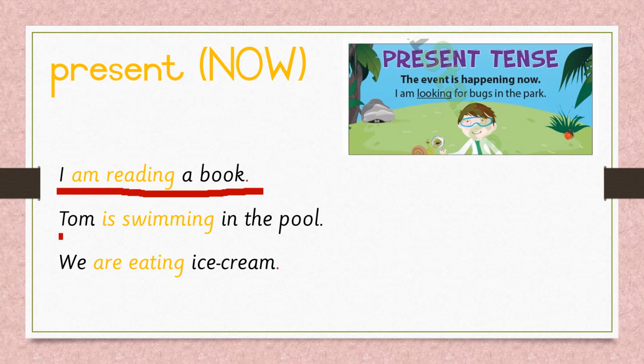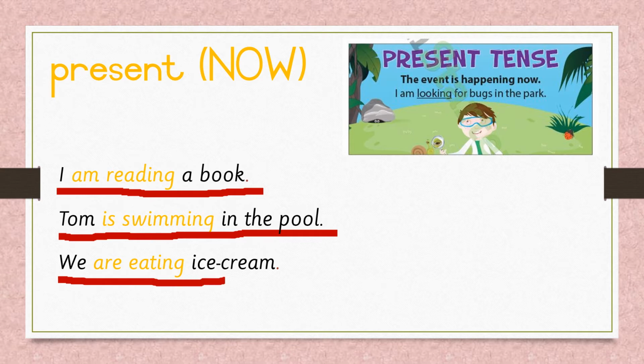Next one, Tom is swimming in the pool. Is swimming tells you he's swimming in the pool now. It doesn't say he was swimming or he will swim. It says is swimming, so you know it's present tense. Lastly, we are eating ice cream. Whoopsie, that's a bit wonky. Are eating. It's happening now. Not we ate ice cream, we are eating it. Right now, that's what we are doing. So can you see how the words tell you what the tense is?